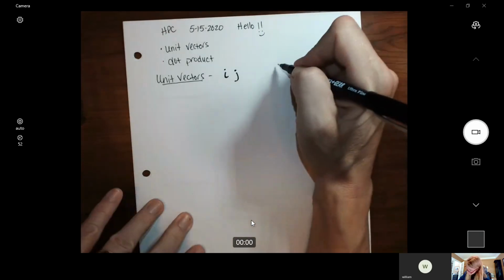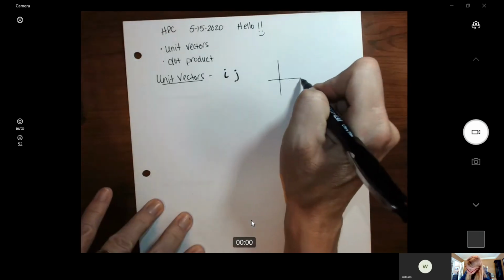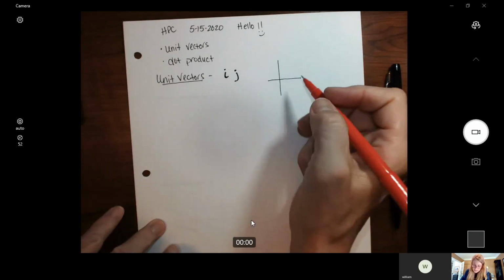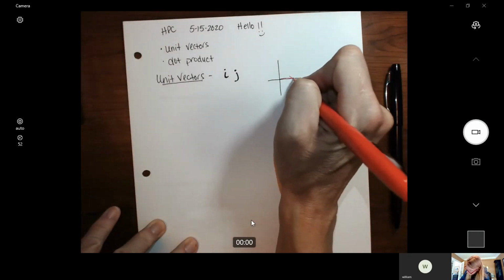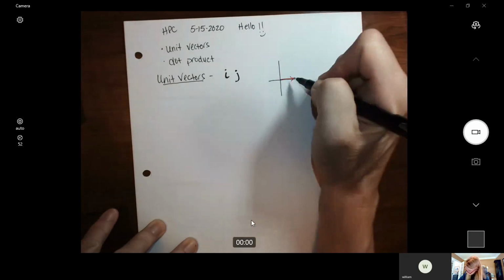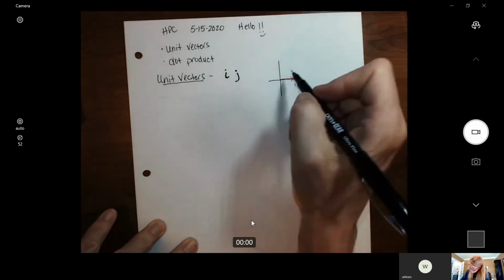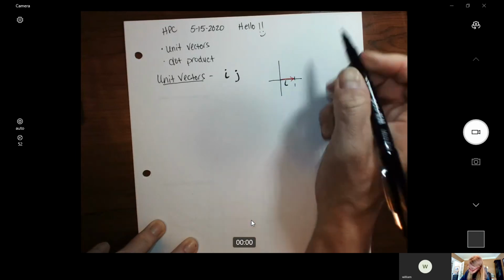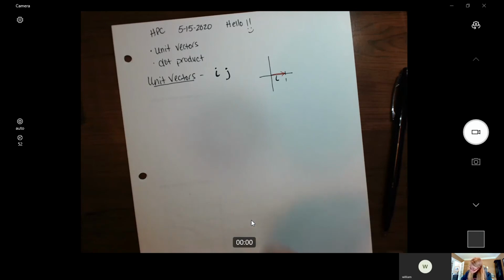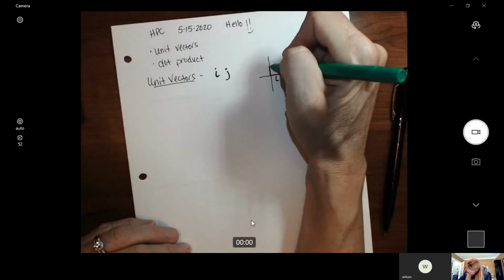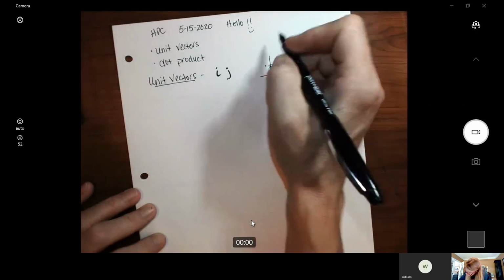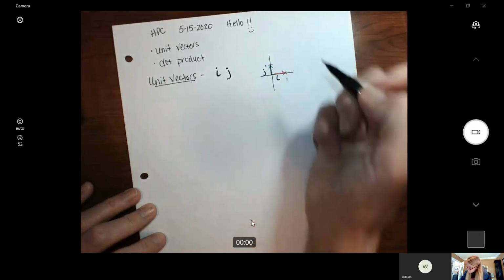And they look like this. So if I have my Cartesian grid, i is 1 unit long, whatever we're measuring in, and it's in the positive x direction. So this would be 1 unit long in the positive x direction, and this would be our unit vector i. Then j is 1 unit long, but in the y direction, or vertical. That doesn't quite look the same, but it's supposed to be the same. So 1. So this is the unit vector j.